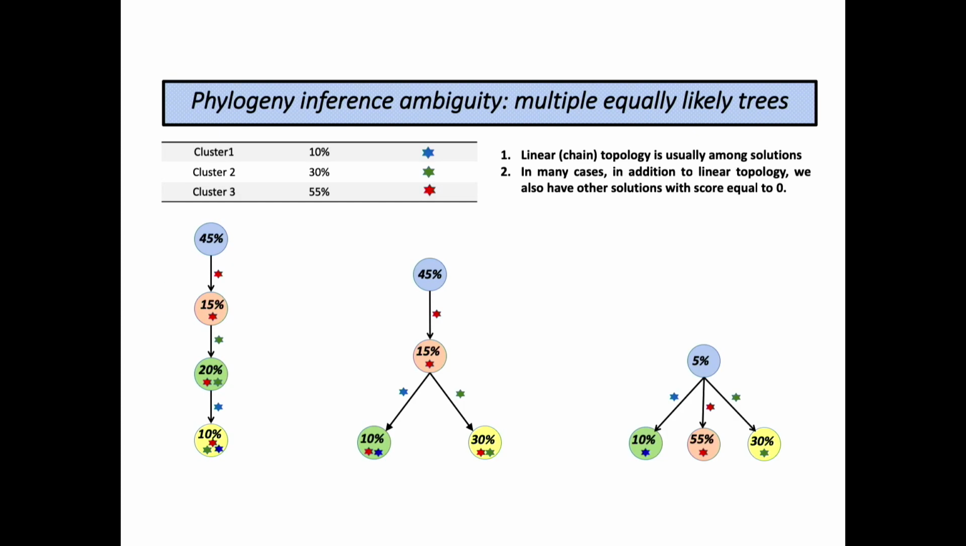In fact, there could be many, many solutions, and there's no way to truly distinguish one from the other, especially since the linear chain topology is always going to be among the permissible topologies. So since this is a trivial solution, many of the tools would simply come up with a simple linear topology. In reality, you're trying to figure out whether there are distinct subclones in the tumor sample.